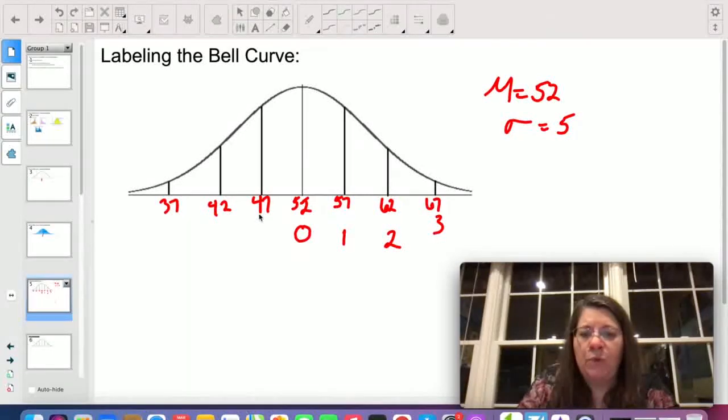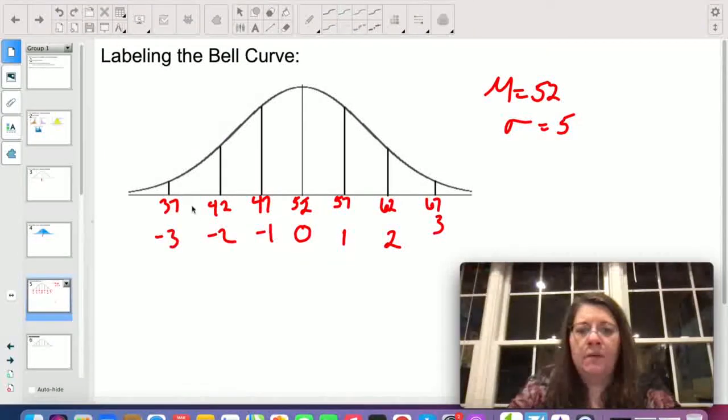Well, let's move toward the left. What if we have the number 1 standard deviation below the mean? Well, that would have a z-score of a -1. So I've got the z-scores for the 3 standard deviations below the mean. This one is at a -1. This one is at -2. This one is at -3.